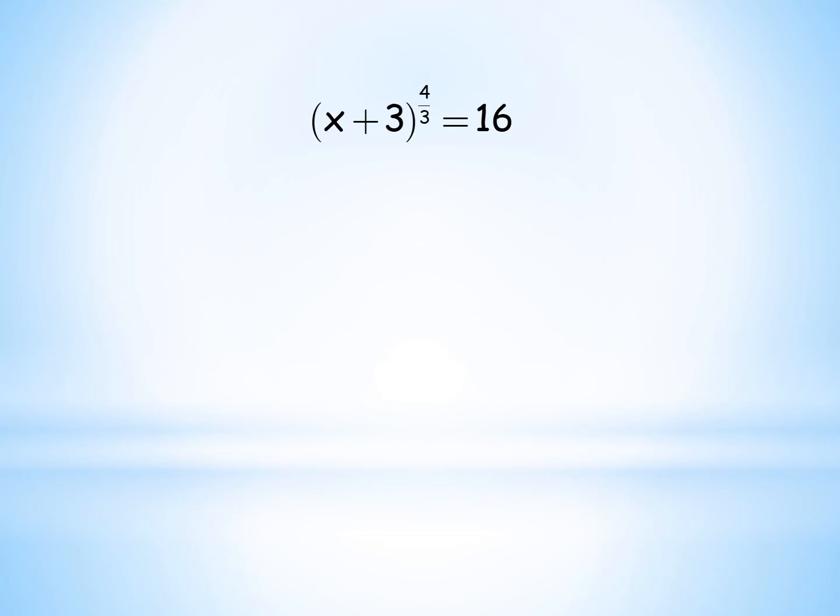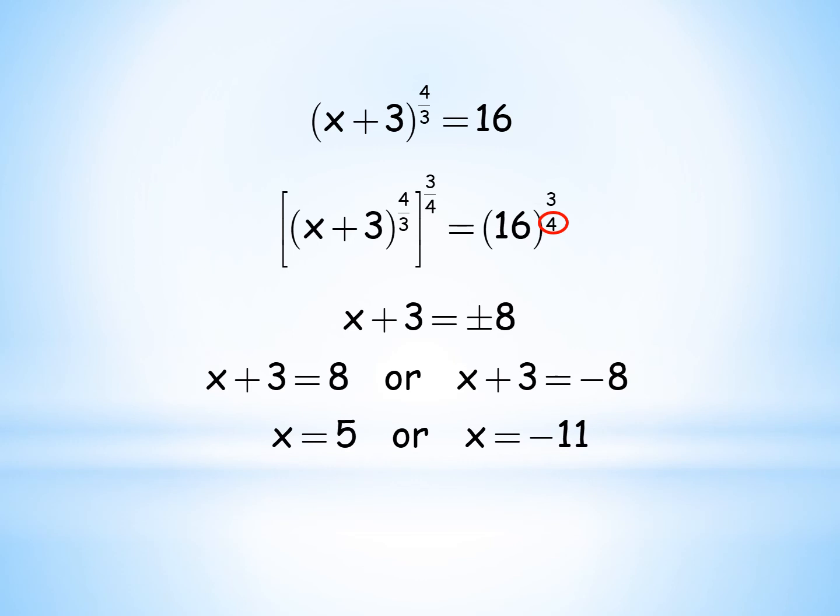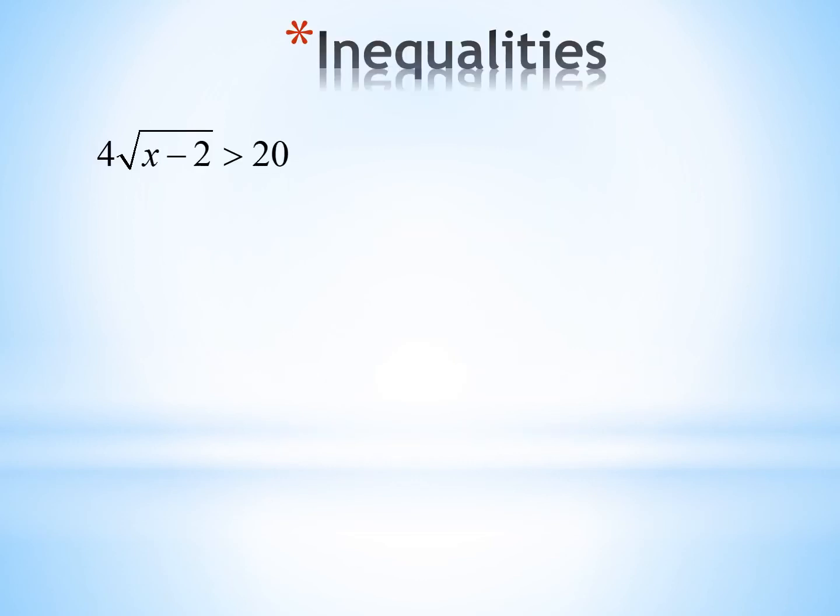Now, once again, your numerator is a 4, so it's an even root, so you're going to need to have your plus or minus when you raise both sides to the 3/4. So once again, the left side becomes x plus 3. And if you take the 4th root of 16, you get 2. 2 to the 3rd is 8. And again, because it is a 4th root, you need plus or minus 8. So you'll have two equations, solve them separately, and check your answer.